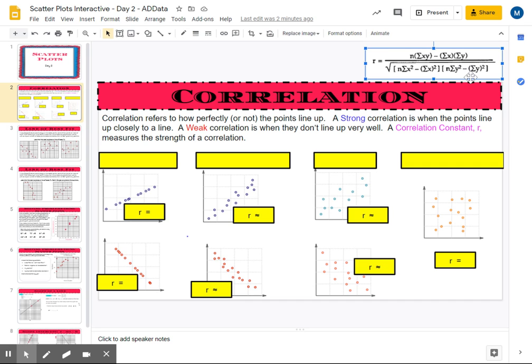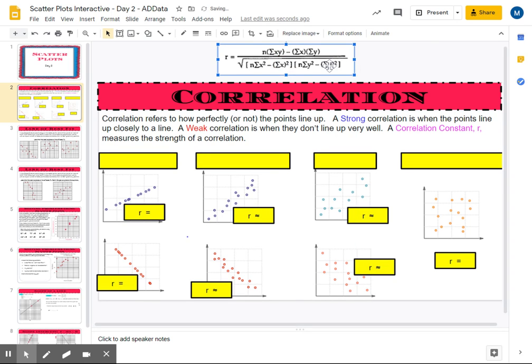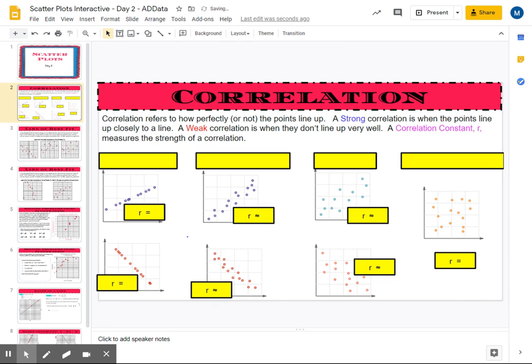Here's the formula for R. So there is a formula behind it. You can see that we are not going to actually compute this number. It would take a lot of time and more math than what we know at this point. So I'm just going to delete this, but I just wanted you to know that there is a formula behind this. We are just going to approximate.